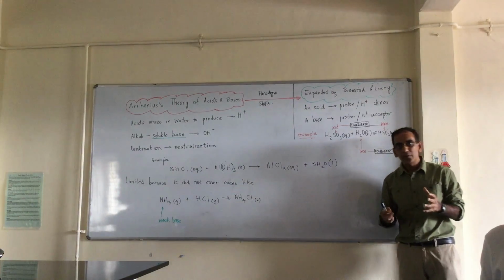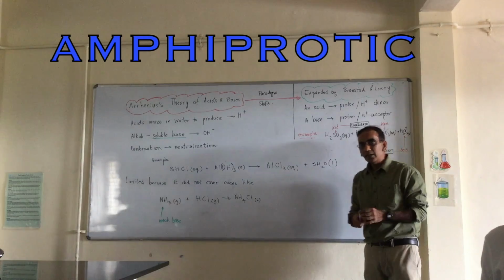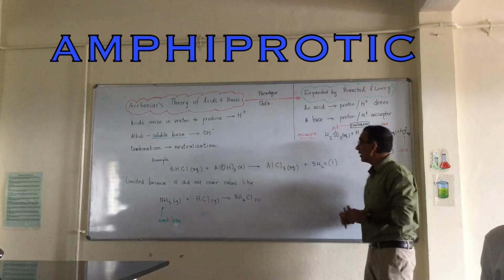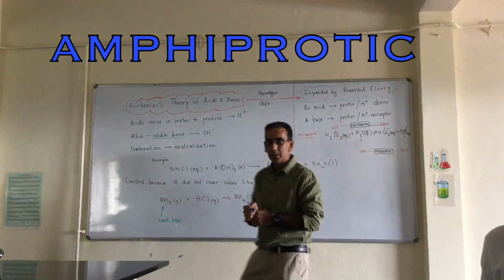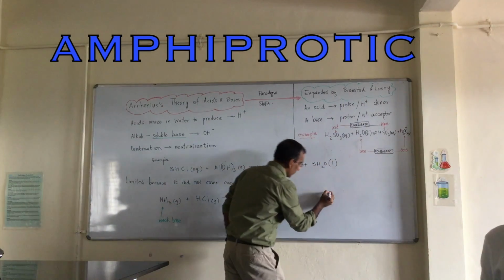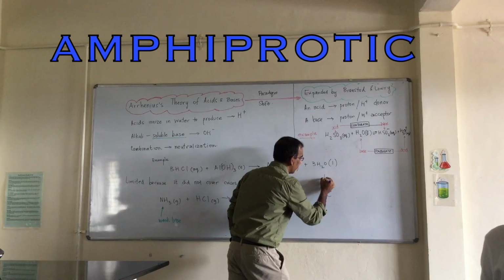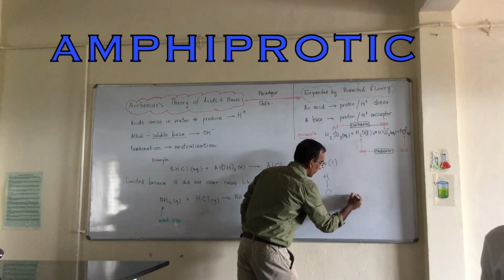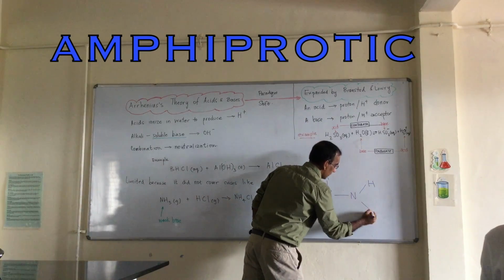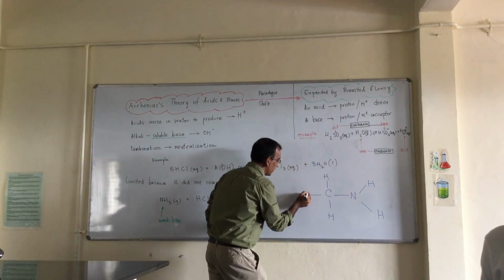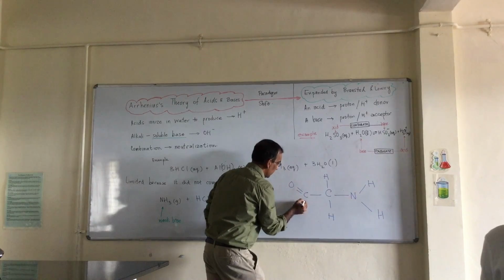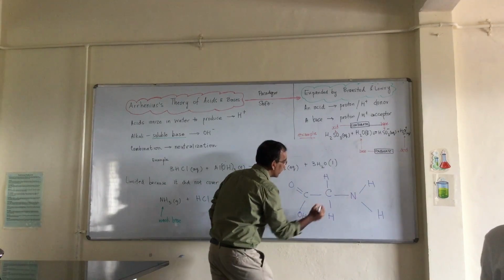So sometimes we have structures that can behave as both a Bronsted-Lowry acid and a Bronsted-Lowry base. One such structure, it's well known, is an amino acid. So here we have a simple amino acid. This is the simplest of the amino acids. This amino acid is known as glycine.